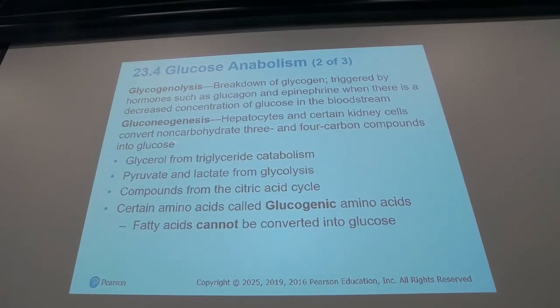So we can get glycerol from triglyceride catabolism. We can get pyruvate and lactate from glycolysis, and compounds from the citric acid cycle that can undergo gluconeogenesis, and certain amino acids can be glucogenic as well.